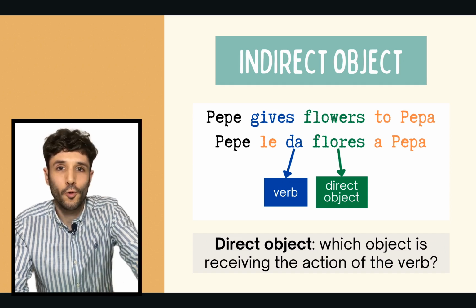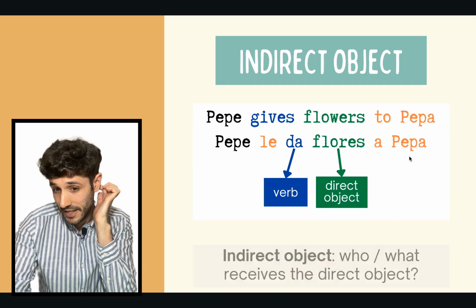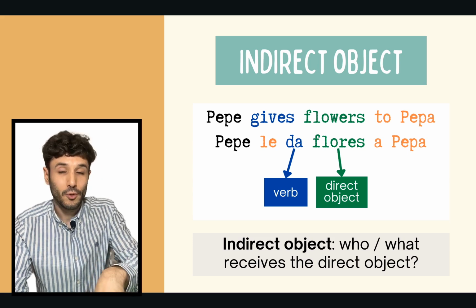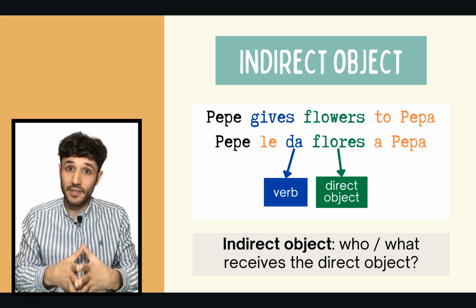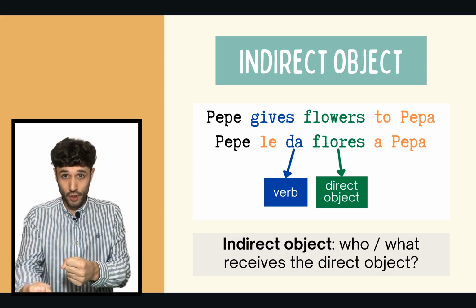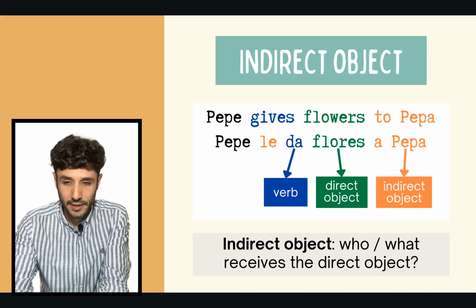What are you doing? Over who or over what? In this case, it's flores. Okay, so what is a Pepa? A Pepa is what we are looking for, which is the indirect object. And in order to identify the indirect object, we have to ask who or what receives the direct object. In this case, the direct object is the flowers. The person receiving the flowers is Pepa. So a Pepa is the indirect object.